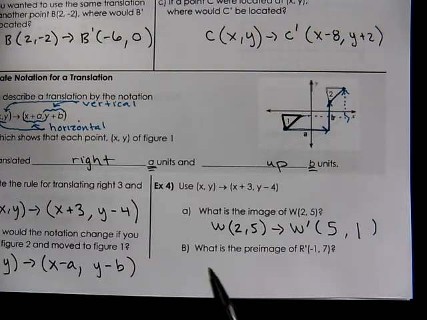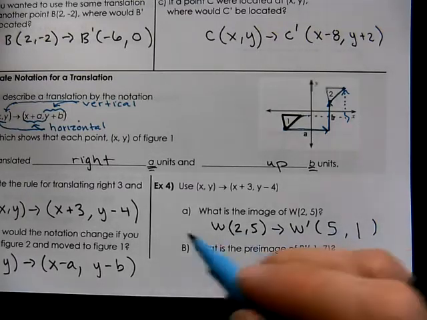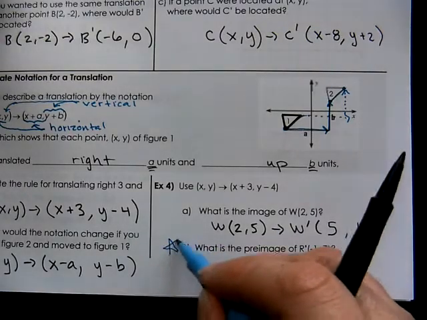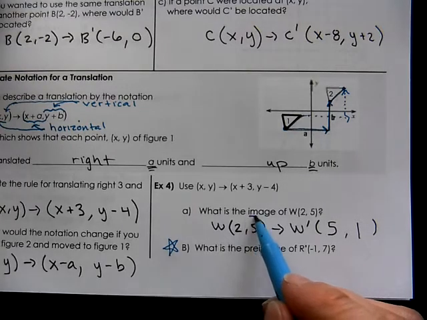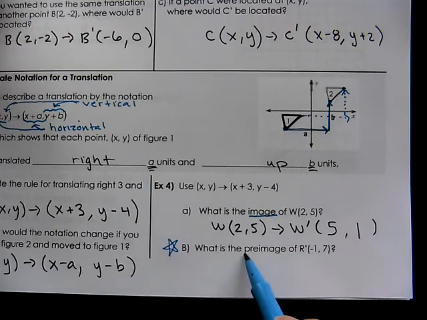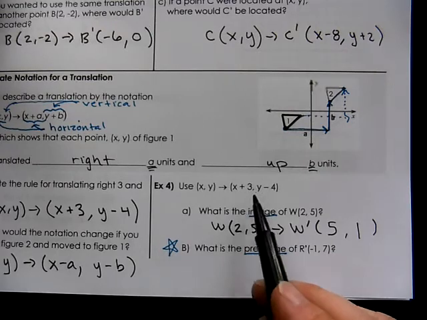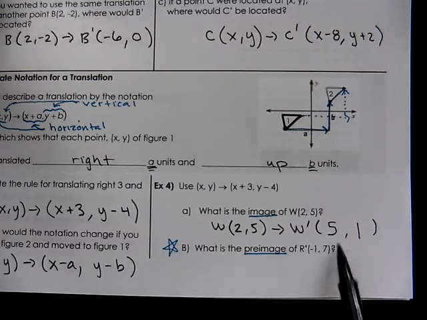In the second part, it says, what is the pre-image of R prime, which is located at negative 1 comma 7? Now this is an important example. You might want to highlight it or give it a star. Just kind of bring your attention back, because this one, if you're not paying close attention, can throw you off, because notice the difference in part A, which asks for the image, and part B, which asks for the pre-image. Now the pre-image, you remember, is the original location. What that means is we have to work the rule backwards. This is the final product.